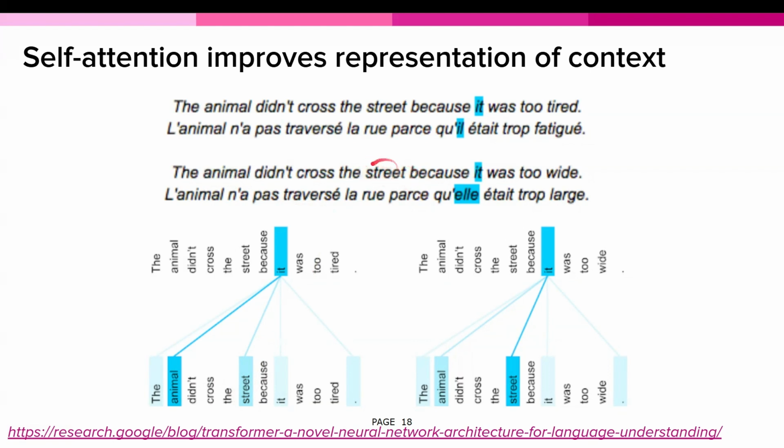In this case, street is what's being referred to now. In order to correctly translate this sentence, we need to know that street is what's being referred to and correctly apply the feminine elle instead of the masculine il. So now we want the attention to be directed to street more strongly instead of the animal in order to carry that translation out instead.